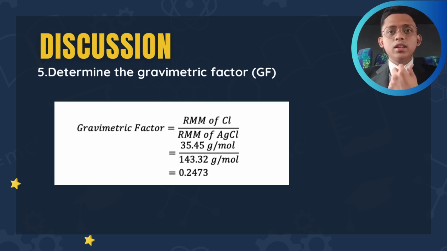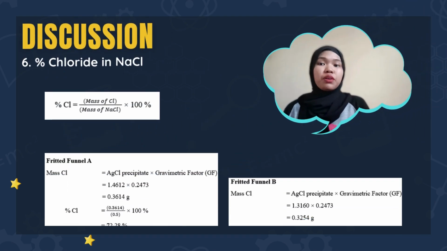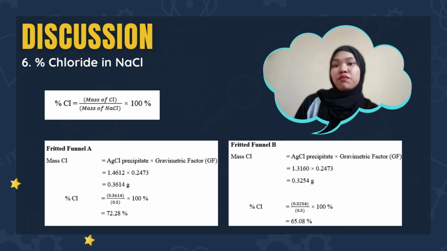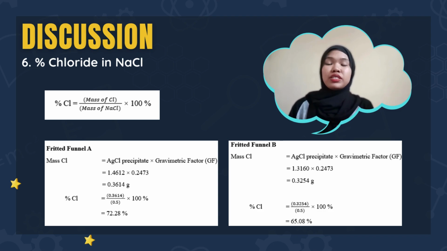For the next question, the lab manual already gives the formula, which is gravimetric factor equals formula weight for chlorine over formula weight for argentum chloride. So first, we substitute the formula weight of chlorine and the formula weight of argentum chloride, which is 35.45 over 143.31, and we got 0.2473.